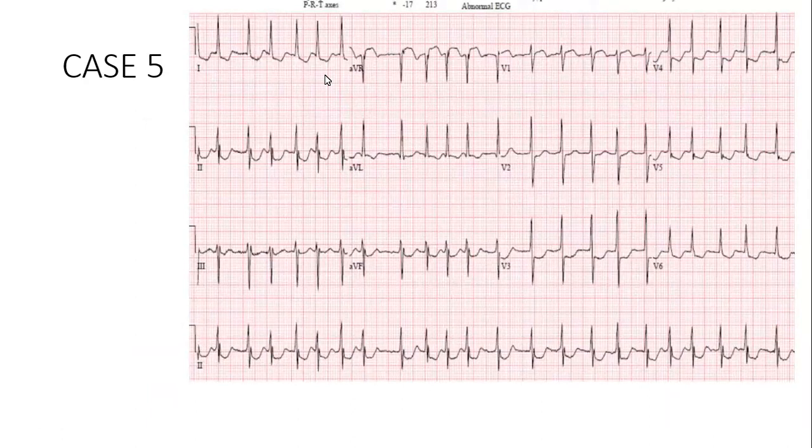What's your spot on diagnosis? Case number 5. You're anesthetizing an elderly patient, and then this is your ECG from the beginning. So what is this? Who hasn't answered? Give me an answer.